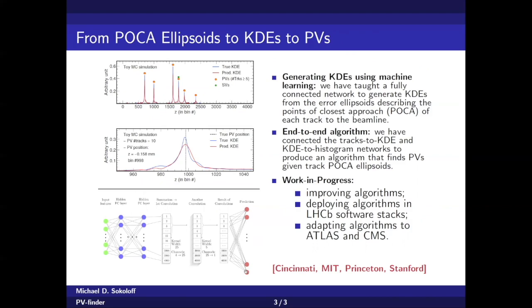The work in progress at the moment is improving these algorithms for LHCb, and deploying the algorithms in the LHCb software stacks in both the first level and second level trigger algorithms. We also are adapting these algorithms to use with the ATLAS and CMS experiments.